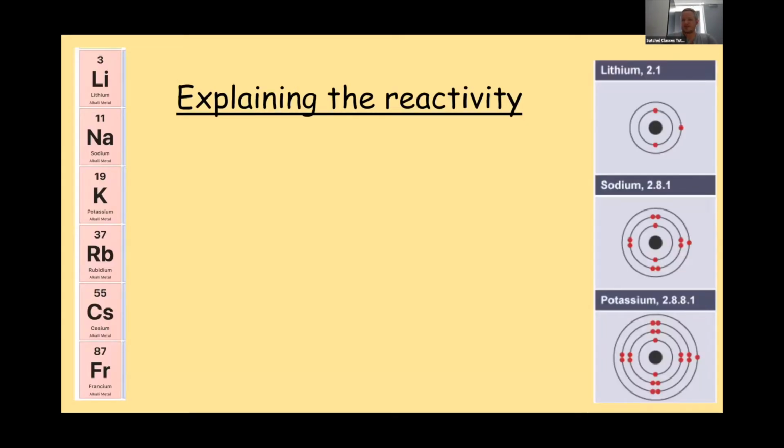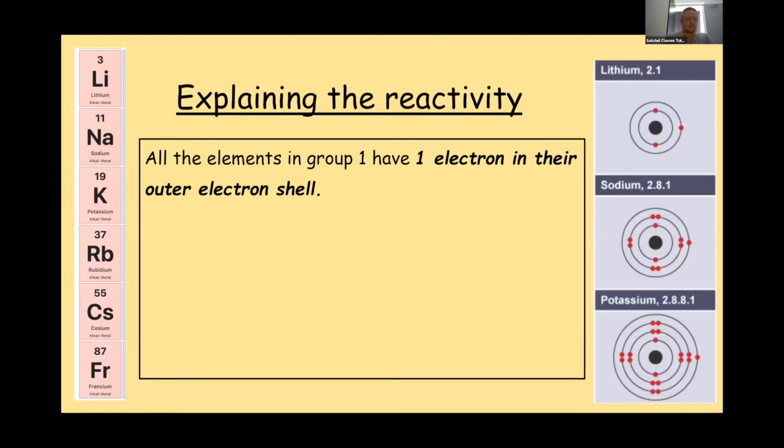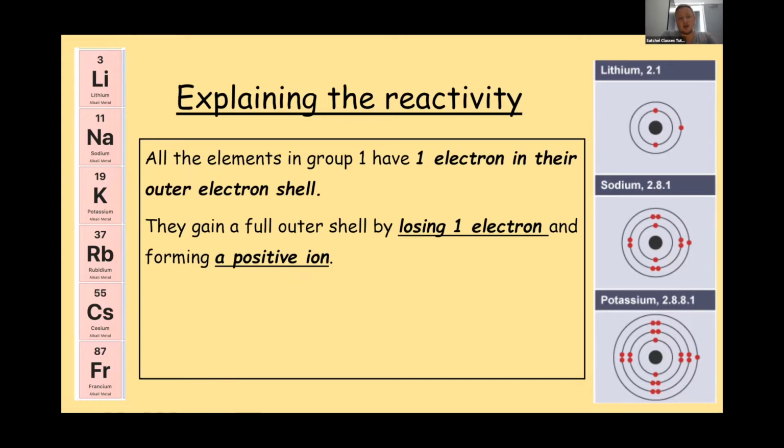Explaining the reactivity of these elements then. All the elements in group 1 have one electron in their outer shell. The electron structures are on the right hand side. You can see lithium, 1 in its last shell, sodium, 3 shells, period 3 element, 1 electron in its outer shell, potassium, 4 shells, 1 in its outer shell, because it's a period 4 element. They gain a full outer shell by losing that outer electron and forming a positive ion.